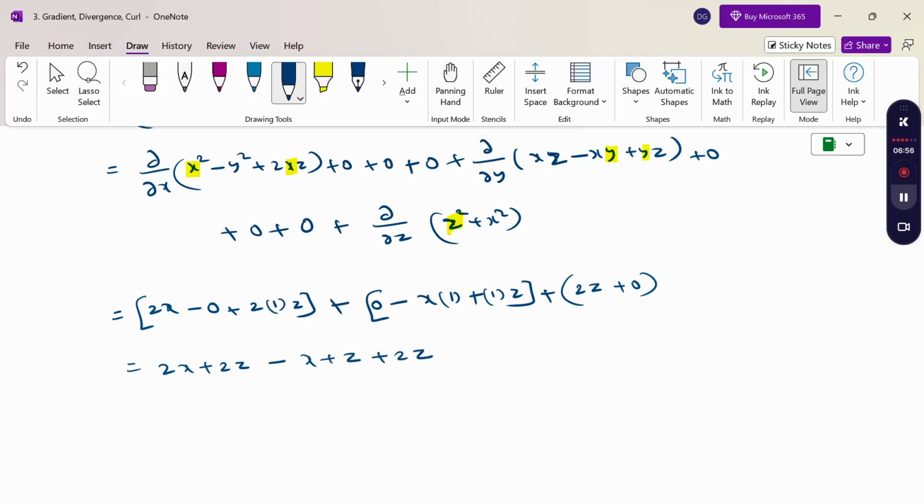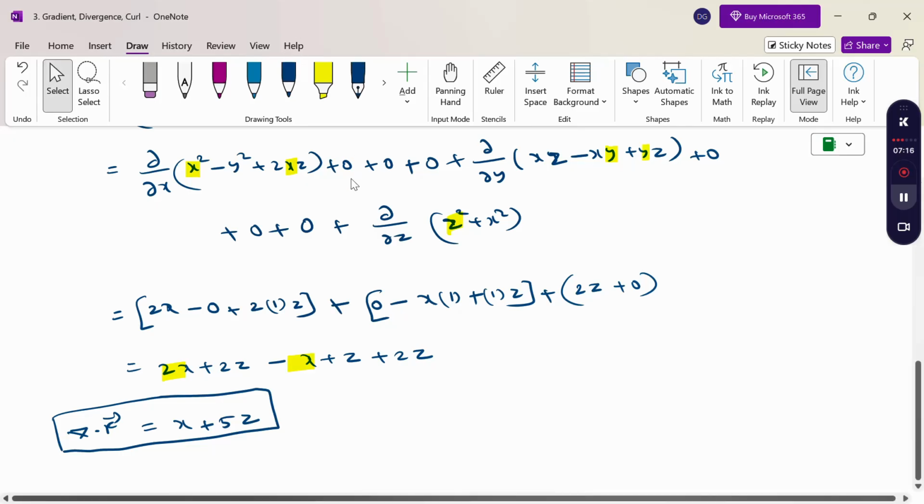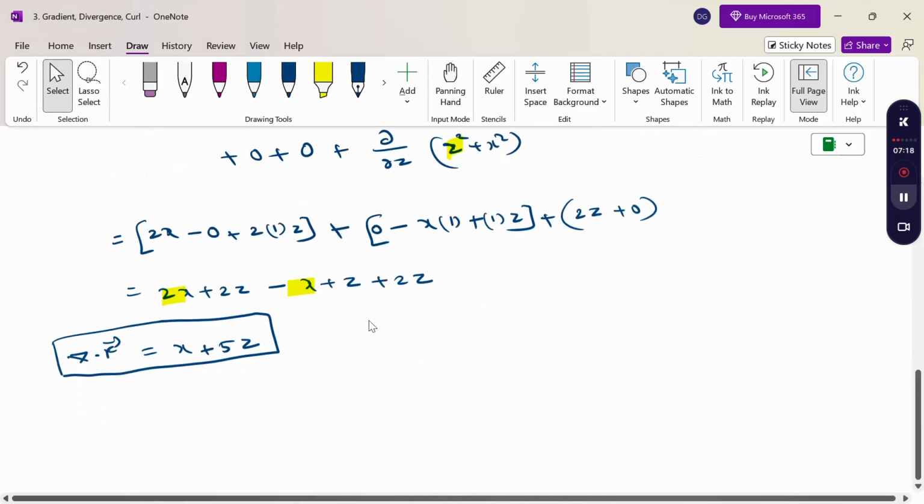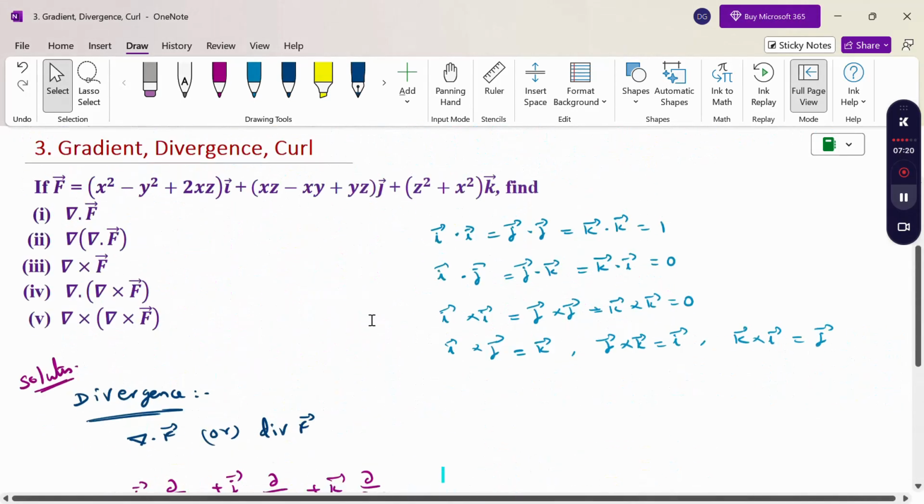Therefore now these two terms, when I am adding x, 2x minus x, then 2z plus 5z. This is the divergence, del dot f vector, x plus 5z. Then what is the second question?